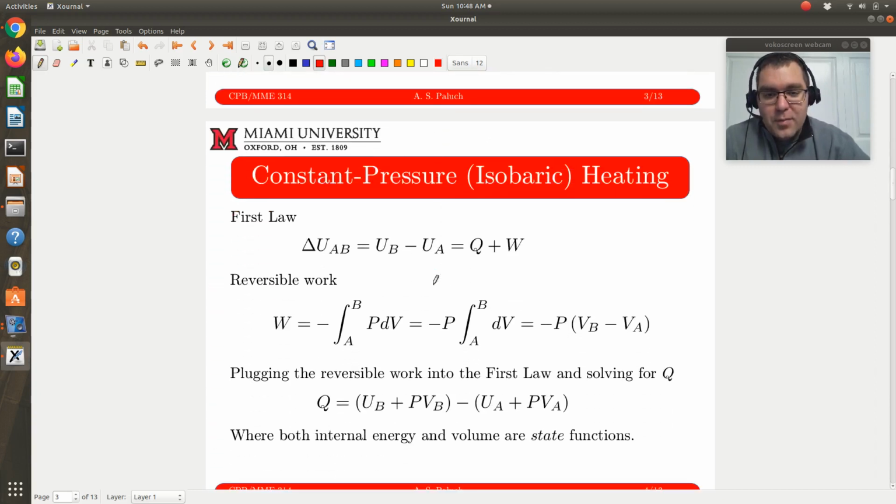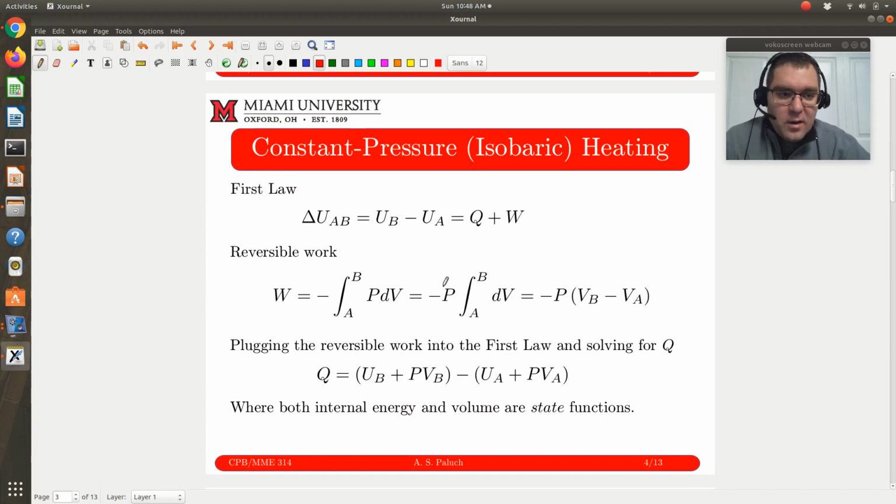Now, if I have constant pressure heating, this is going to lead to the introduction of a new quantity called enthalpy, solely for convenience. It's a convenience function. But if I have constant pressure heating, my first law balance, delta U, I'm going to write as UB minus UA is Q plus W.